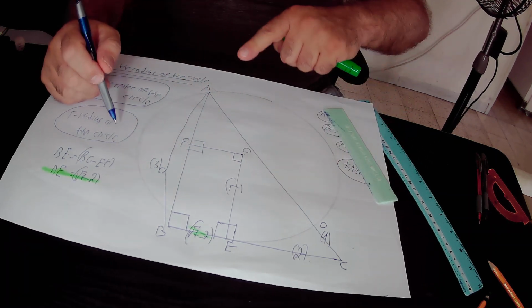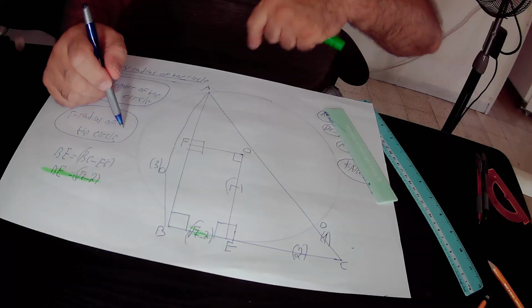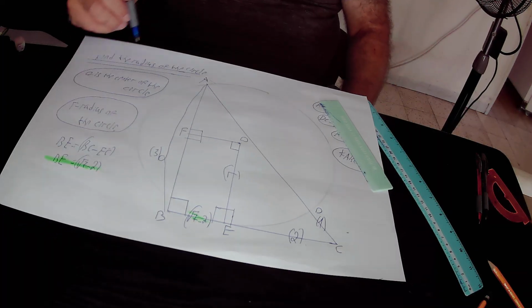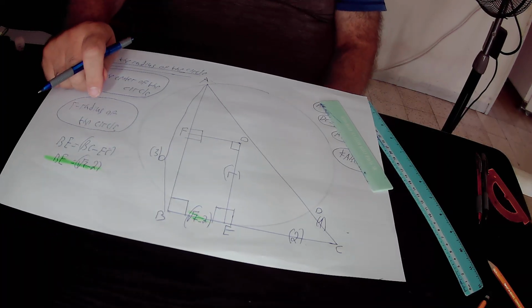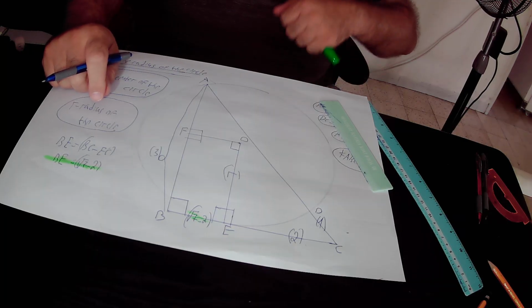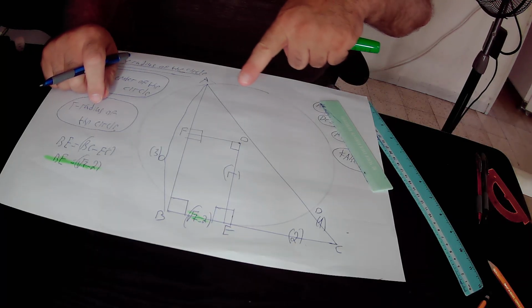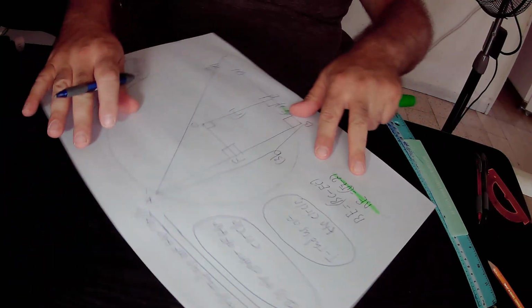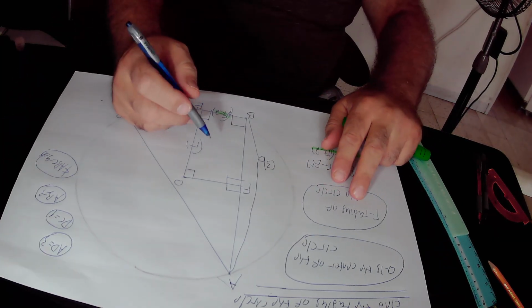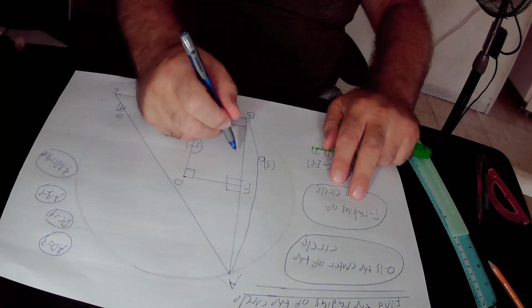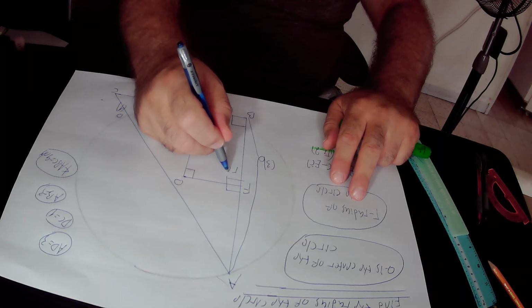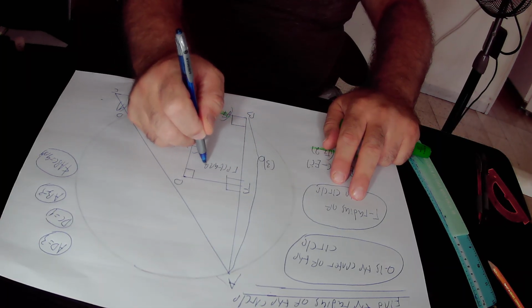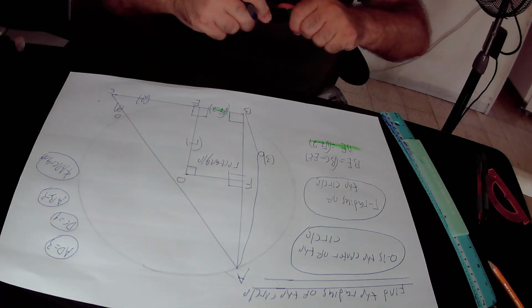So in quadrilateral FOEB we have 4 right angles, and according to rule 5, any quadrilateral that has 4 right angles must be a rectangle or a square. So we conclude that quadrilateral FOEB is a rectangle because it has 4 right angles, according to rule 5.